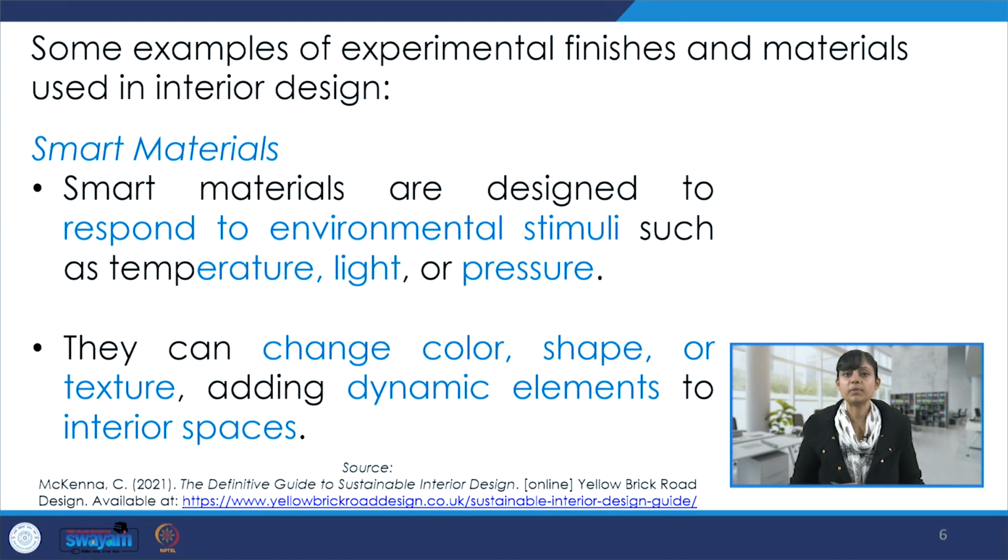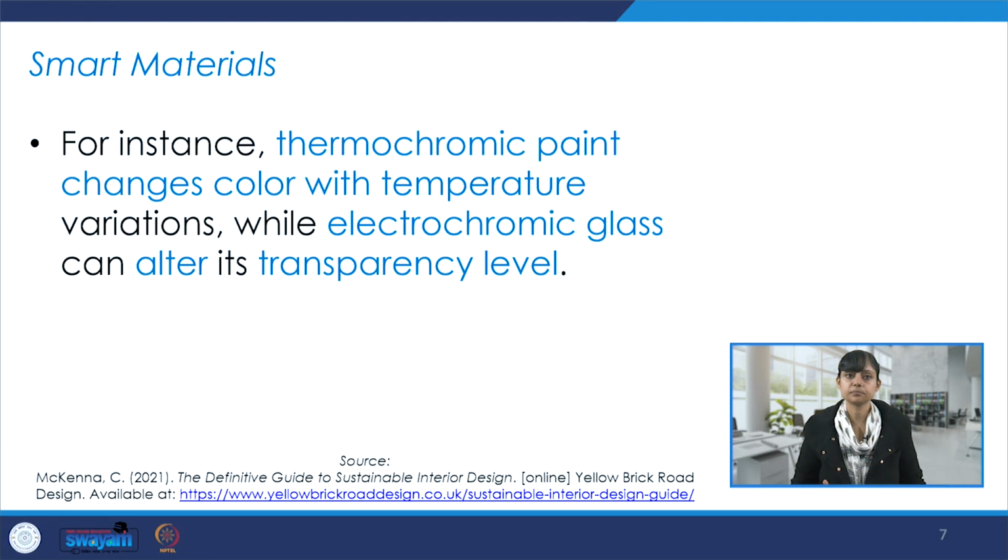Some examples of experimental finishes and materials used in interior design. So, talking about smart materials. Smart materials are designed to respond to environmental stimuli such as temperature, light, or pressure. They can change color, shape, or texture, adding dynamic elements to interior spaces. So they are no more static properties, but dynamic elements. For instance, thermochromic paint changes color with temperature variations, while electrochromic glass can alter its transparency level.